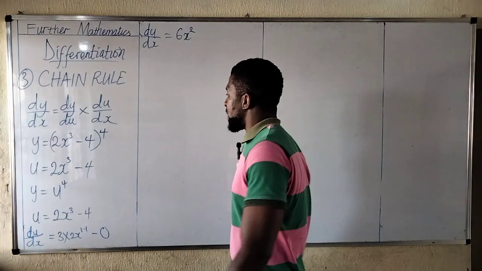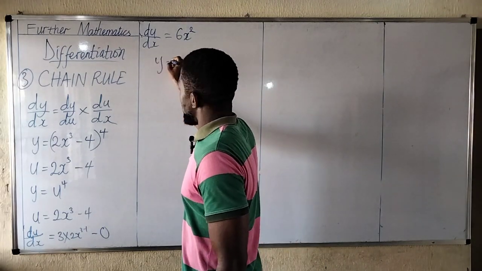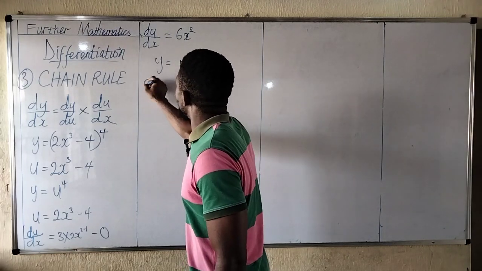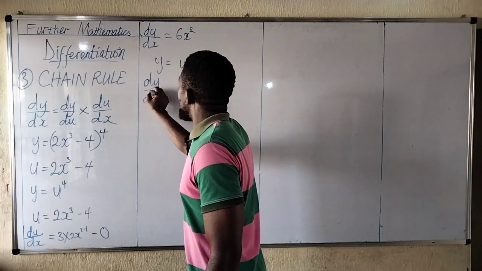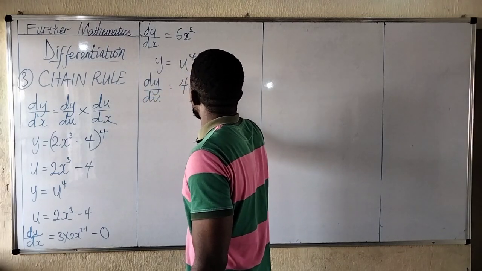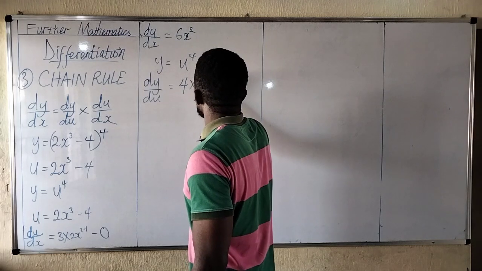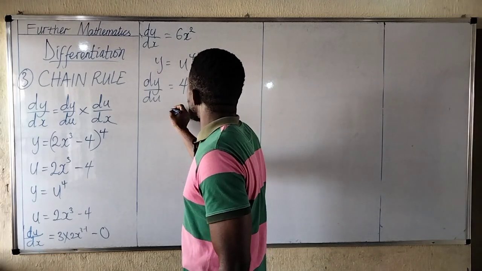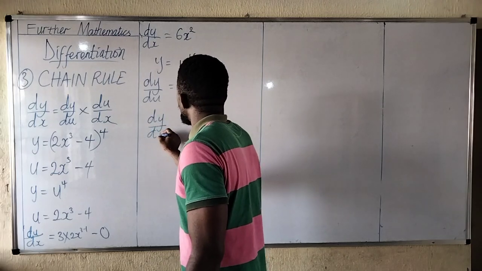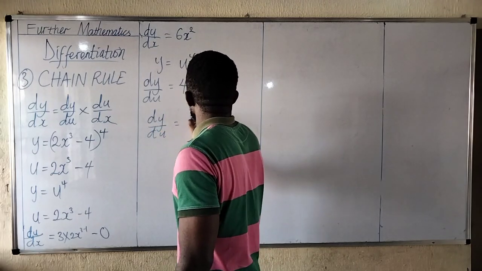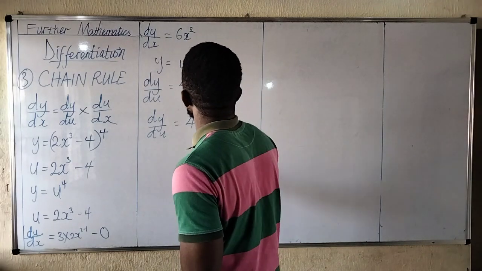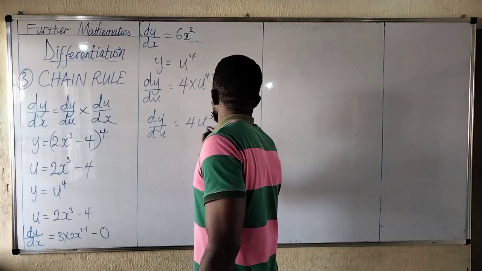Next that we are going to differentiate is y equal to u raised to the power 4. Differentiate this with respect to u, we have dy over du. So this will give us 4, which is the power, times the base u raised to the power 4 minus 1. So after differentiation, we have that our dy over du is now 4u raised to the power 3. Okay, so we have gotten the individual derivatives.